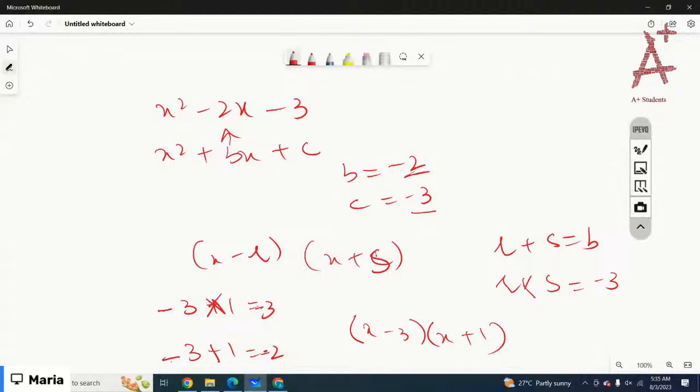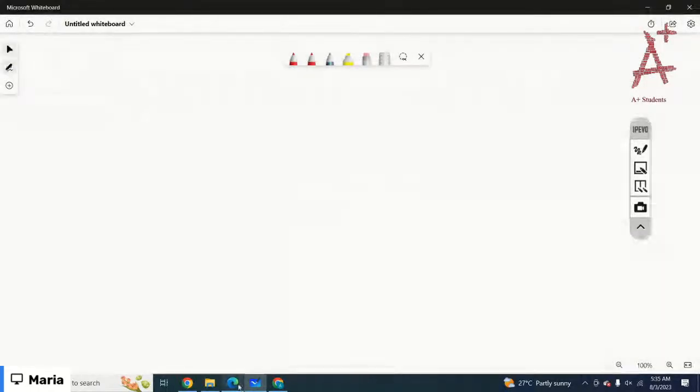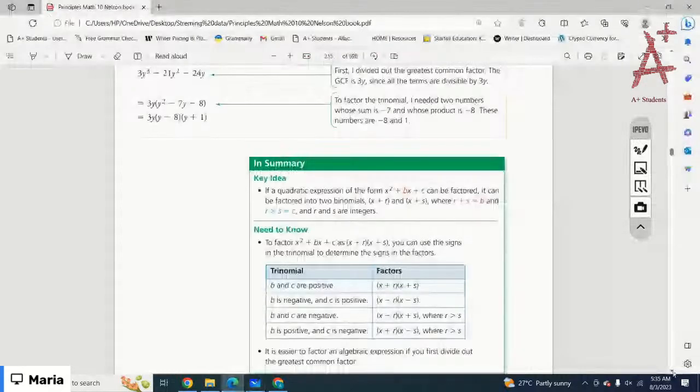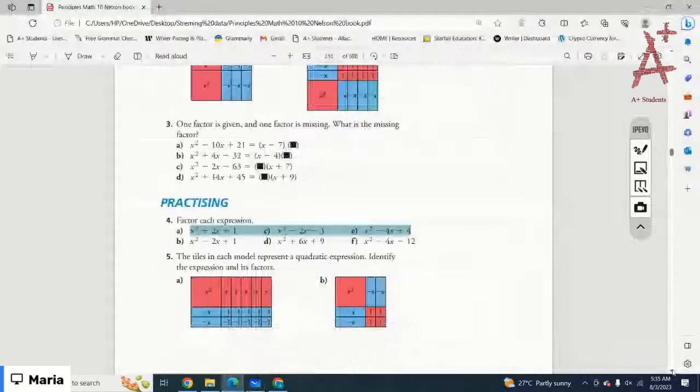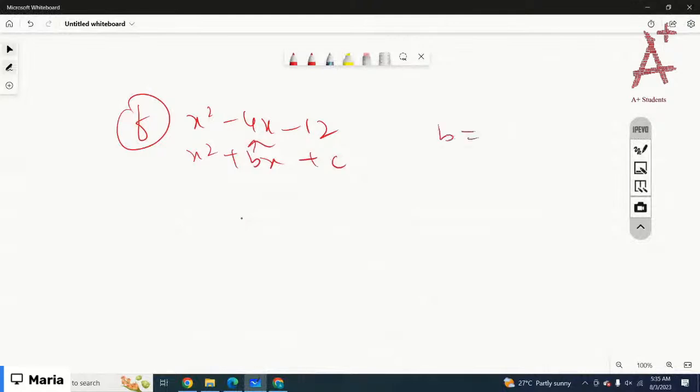Okay, let's just do another example from the same question. Okay, the next one is x square minus 4x minus 12, the f part. x square minus 4x minus 12. Okay, x square plus bx plus c, just match. b equals negative 4 and c equals negative 12, right?